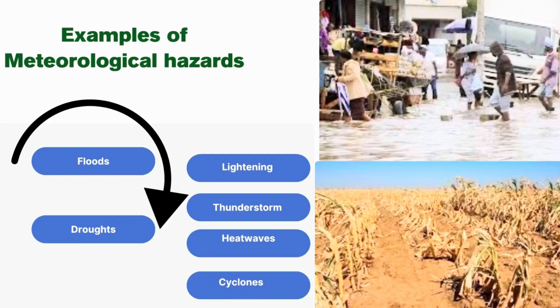There's what we call lightning. Lightning is just a giant spark of electricity in the atmosphere, and this could happen between clouds, within clouds, or between the clouds and the ground. And so this is an example of a meteorological hazard.